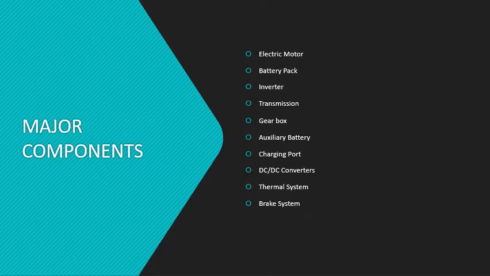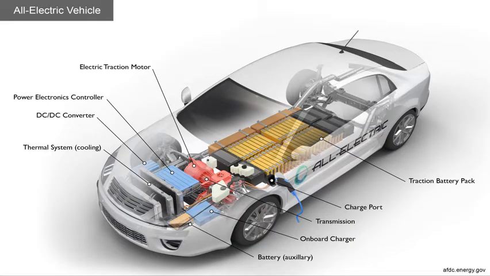Moving on, let's see about the major components that are actually involved in making the EV. This list is not exhaustive, but we'll try to have a brief understanding of each of these components. This image here shows the structure of an all-electric or a battery vehicle. We can see the battery pack, the traction motor, power electronics controller, a DC-DC converter, a thermal cooling system, an auxiliary battery, onboard charger, transmission and charging port are present.